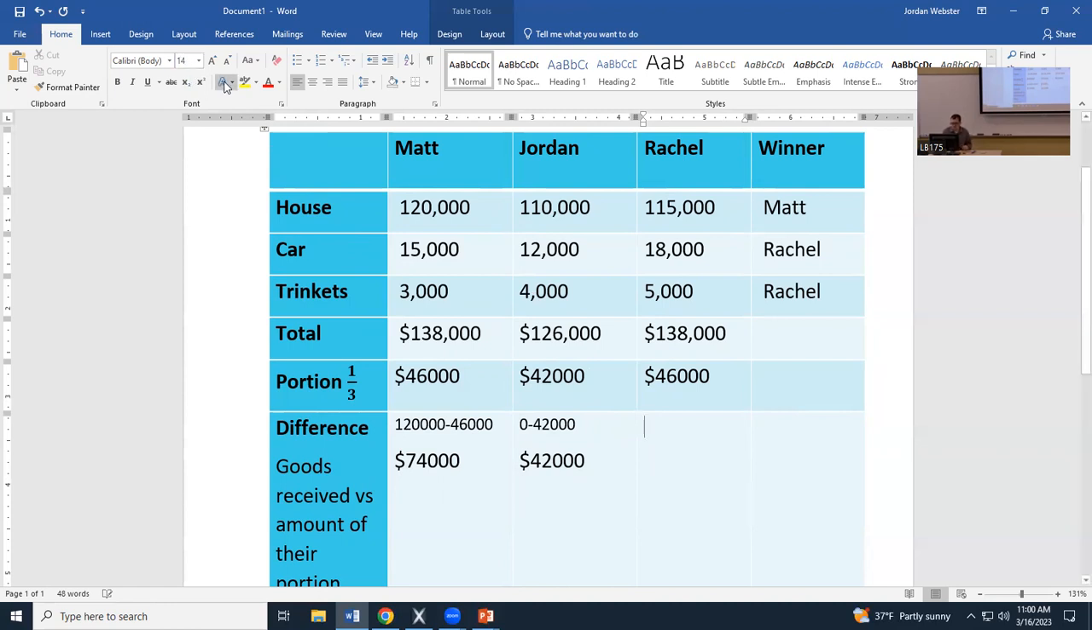Rachel, well, she got 2 items. And together those 2 items are worth, it looks like, 23,000 according to Rachel. 18 plus 5. She believes she's owed 46,000. So the difference between what she got and what she is owed is 23,000.